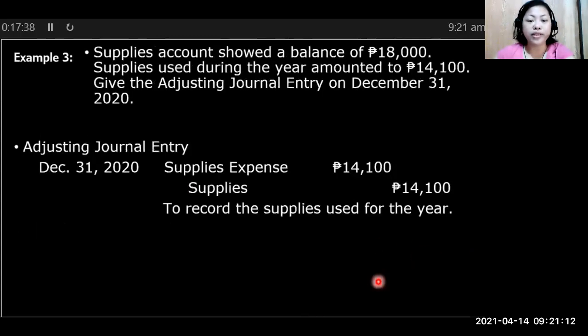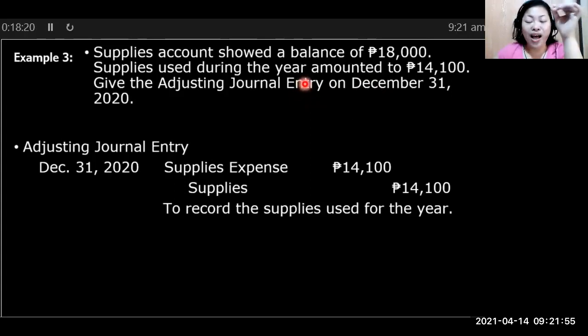Now, let's move to another example. Here's another example for supplies. The supplies account showed a balance of 18,000 pesos. Supplies used during the year amounted to 14,100. Give the adjusting journal entry on December 31. Take note, it says here, supplies used during the year amounted to 14,100. There is no computation necessary because the 14,100 supplies used during the year was already given.